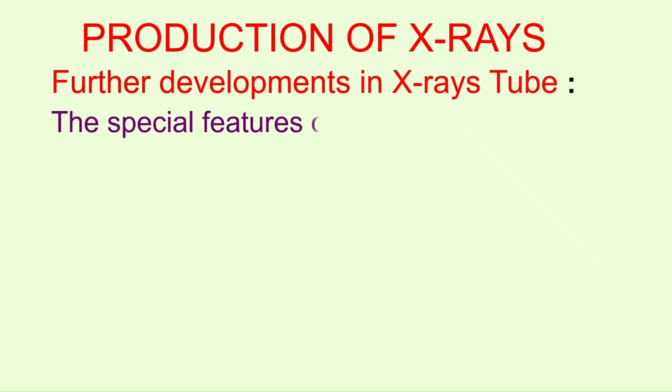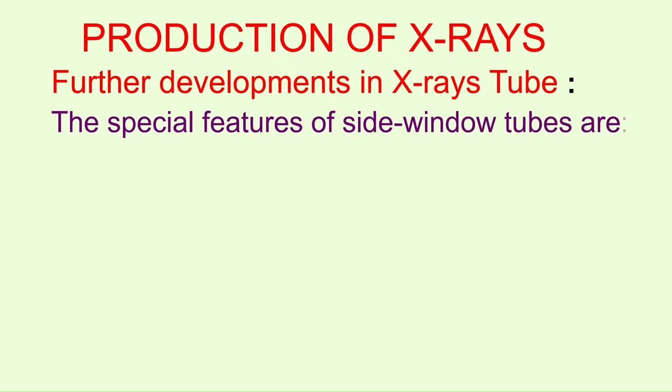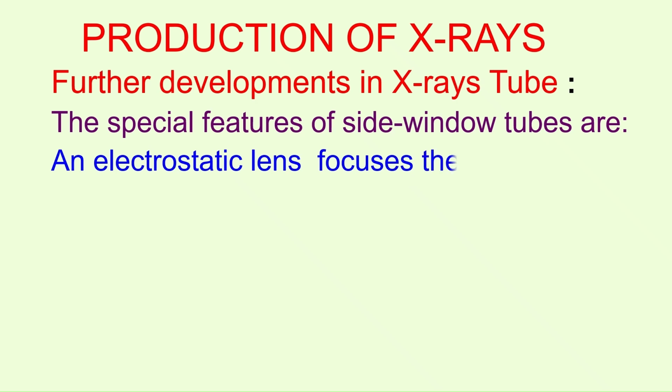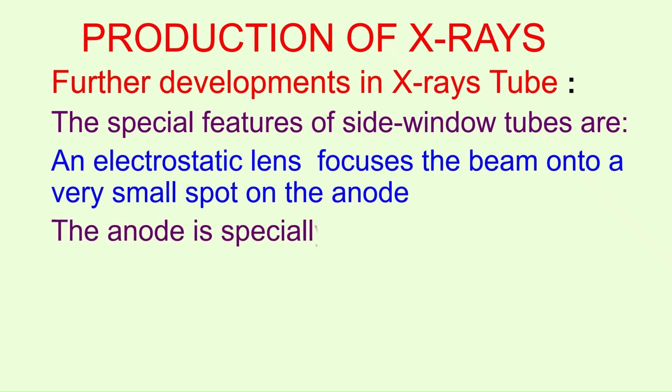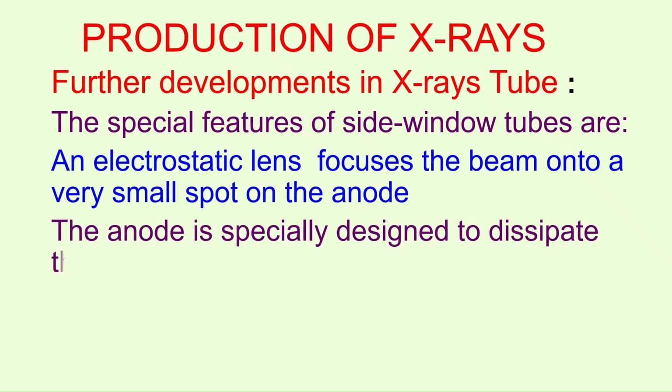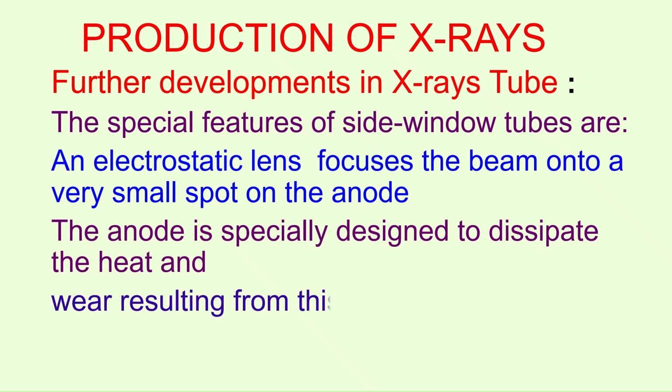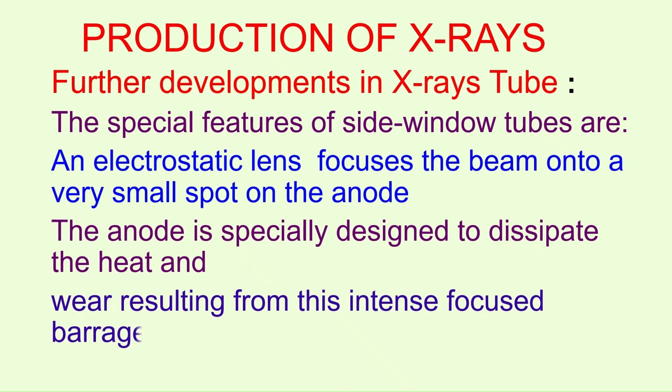The special features of side window tubes are: an electrostatic lens focuses the beam onto a very small spot on the anode. The anode is specially designed to dissipate the heat and wear resulting from this intense focused barrage of electrons.